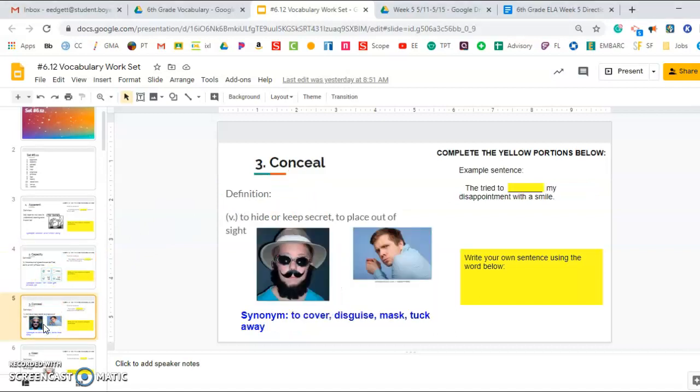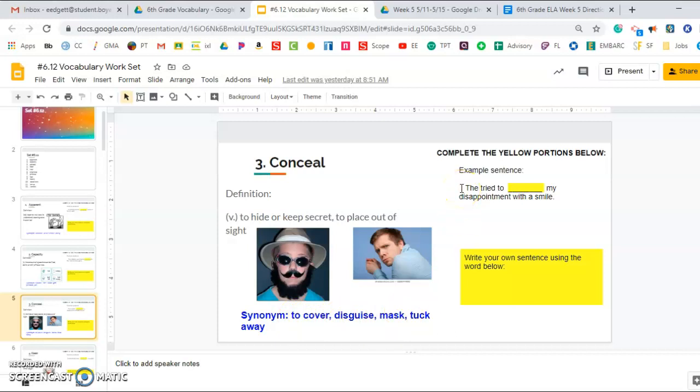Number 3 is conceal. This is a verb. When you conceal something, you hide it, you keep it a secret. So this guy is concealing his identity in this picture because you can't really tell who it is. And then this guy is concealing something in his hand. It's placed out of sight. So you think to cover, to disguise, mask, tuck away.